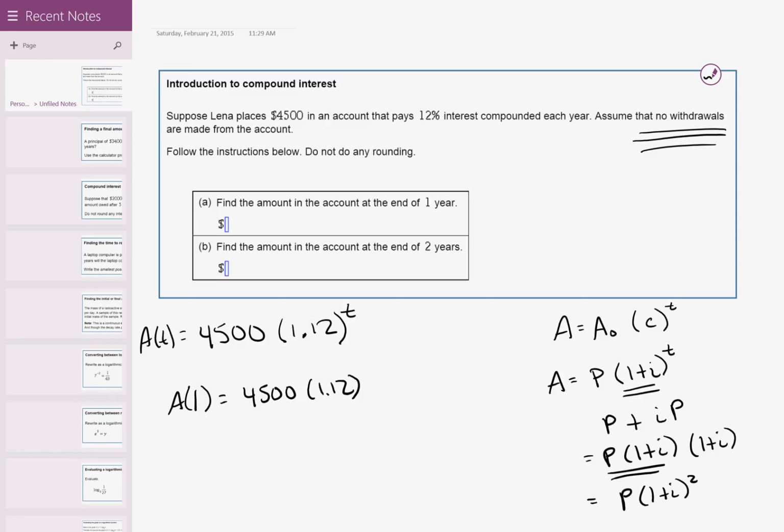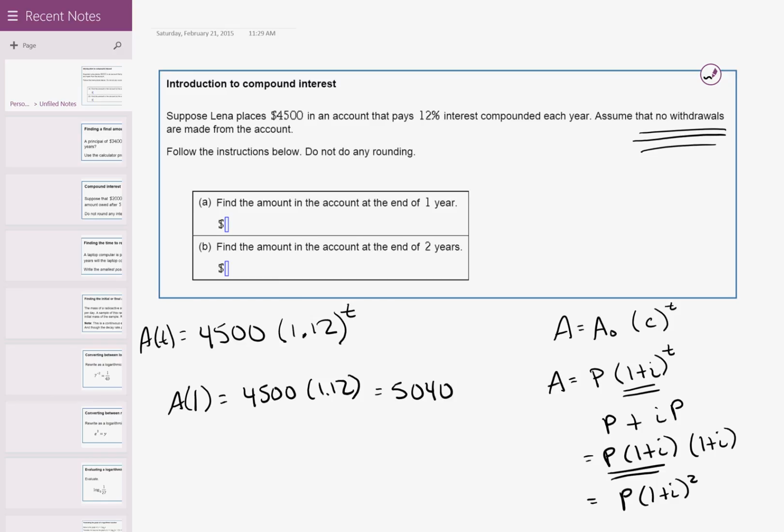And I'm going to do that in my calculator, although it can be done longhand. And I'm told not to do any rounding. Oh, it would help if I entered it in my calculator correctly. Like, that doesn't make any sense. Times 1.12. Okay, and this is $5,040.